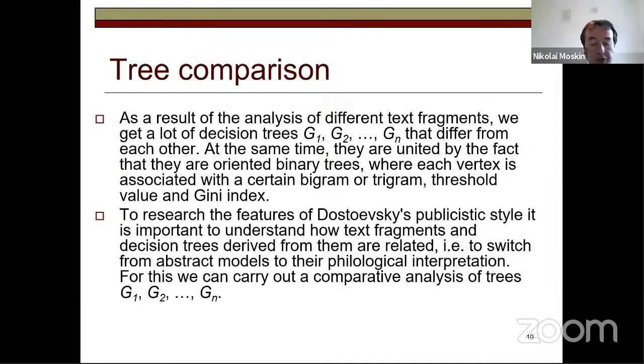When we change the size of text fragments, the size of the sample, we can get a lot of decision trees: G1, G2, and so on, Gn. They differ from each other. At the same time, they are united by the fact that they are oriented binary trees where each vertex is associated with a certain bigram or trigram, and also with a Gini index and threshold value. To research the features of Dostoevsky's publicistic style, it is important to understand how text fragments and the decision trees derived from them are related.